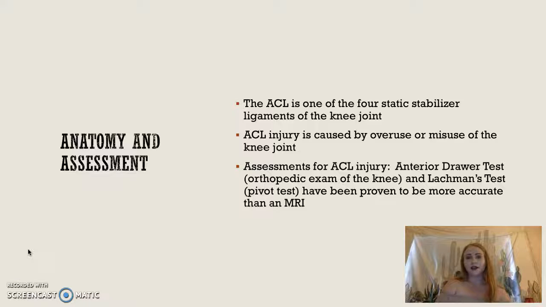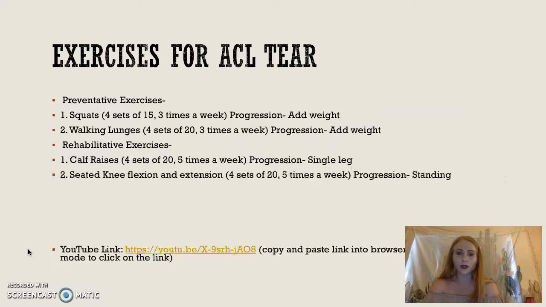So anatomy. The ACL is one of the 4 static stabilizer ligaments of the knee joint, and the injury is caused by overuse or misuse of the knee joint. And then assessment-wise, the anterior drawer test, which is an orthopedic exam of the knee, and the Lachman's test, which is a pivot test, have been proven to be more accurate than an MRI, which is really interesting.